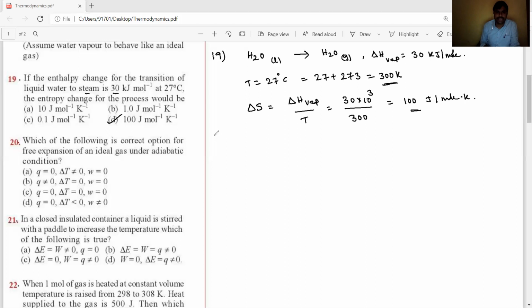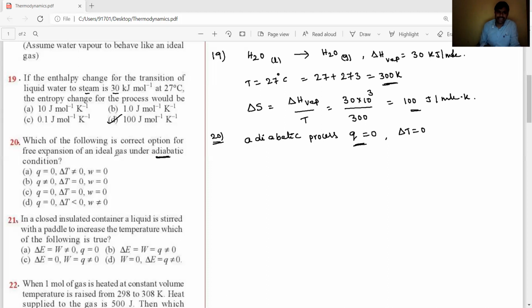D option is correct. And let's see the 20th question, dear students. Which of the following is a correct option for the free expansion of an ideal gas under adiabatic process? In an adiabatic process, Q is equal to 0, the amount of heat is 0, and delta T is also equal to 0.